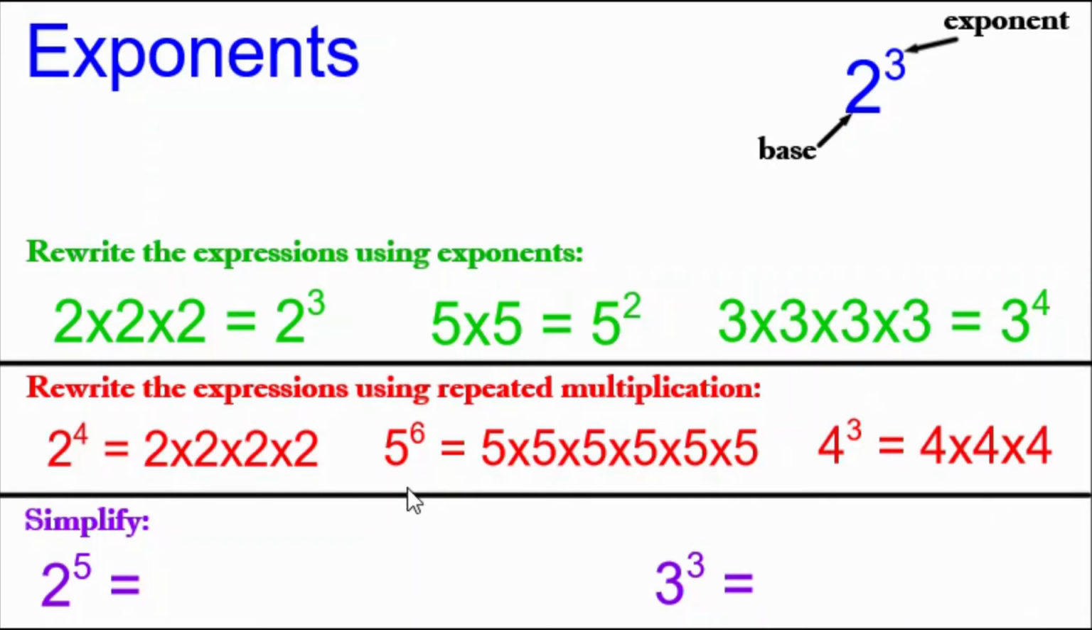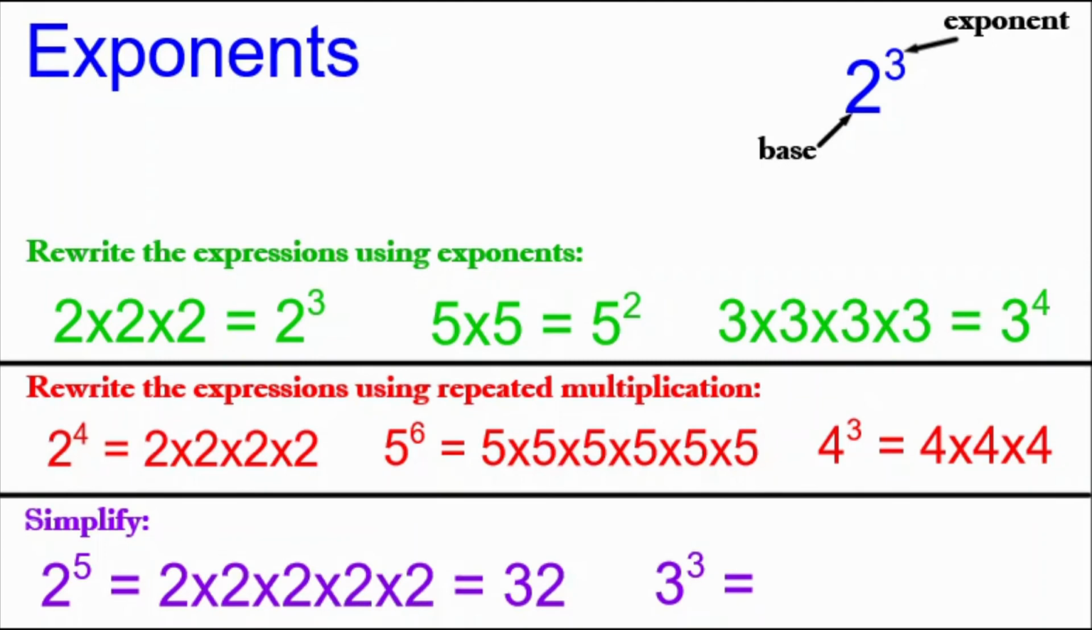Next, we want to practice simplifying expressions that are written as a base and an exponent. 2 to the power of 5. It's equal to 32, but we might not see that right away. We can write it as 2 times 2 times 2 times 2 times 2, and then if we carefully multiply those 2's, we do get the answer 32. 3 to the power of 3 is equal to 3 times 3 times 3, and that's going to give us 27.